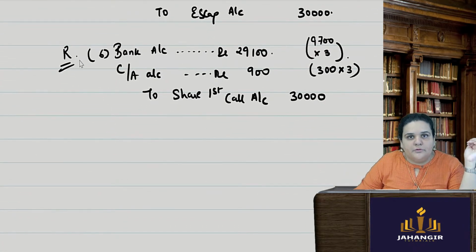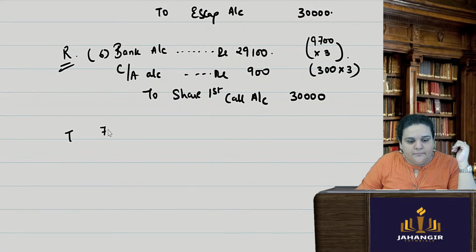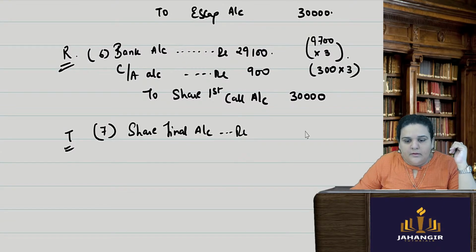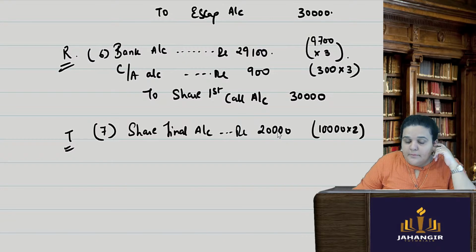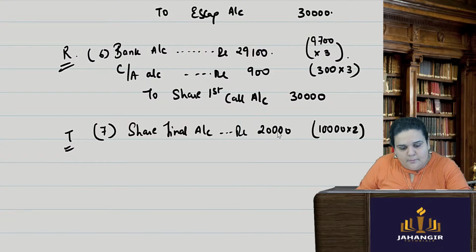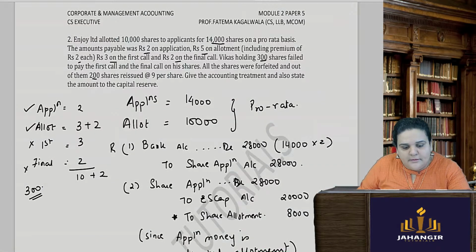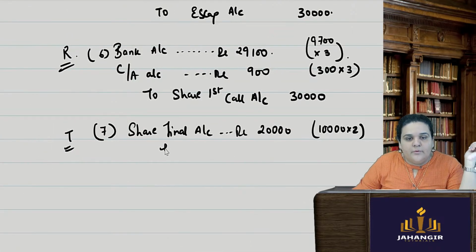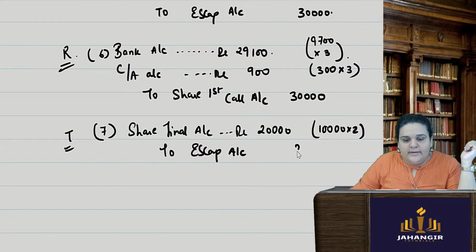Receipt and transfer both. Okay. Now final call. Final call transfer entry. Share final call account debit. I'm going to receive 10,000 into 2 rupees, 20,000. On final call, this amount is 20,000. 2 rupees, on final call. To equity share capital, 20,000.